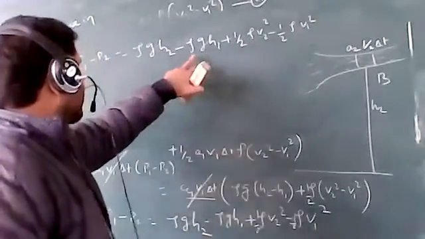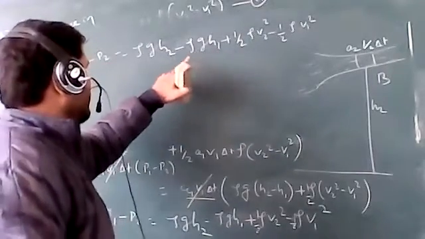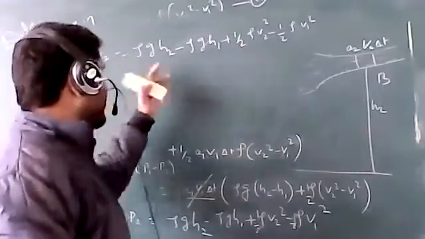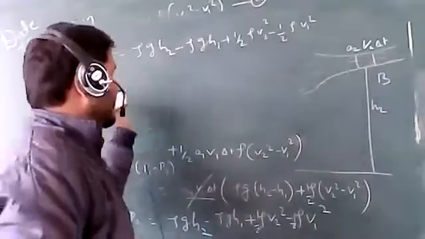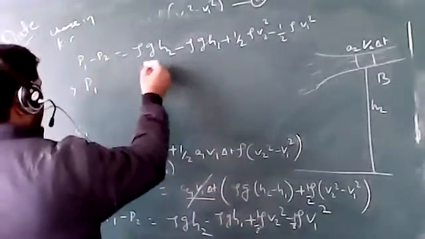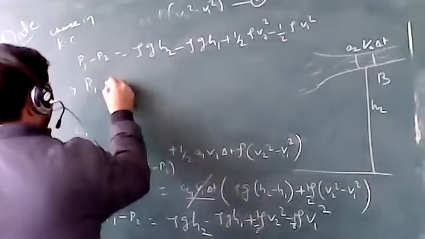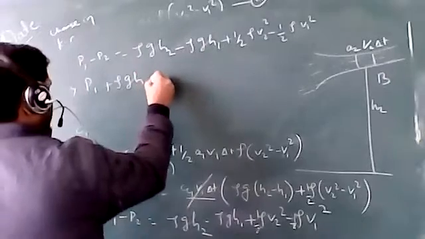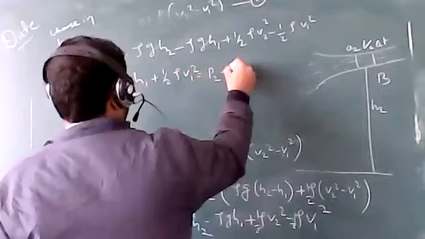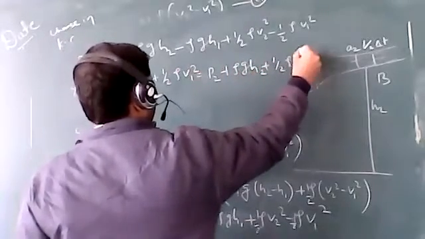So you just take the negative terms to one side. That means rho GH1 is a negative term, so you take it to the left side, and this is also a negative term, so you take it to the left side so that it will be positive. P1 is also a negative term, so you take it to the right side so that it will be positive. So what will happen? Rho GH1 plus half into rho V1 square equal to P2 plus rho GH2 plus half rho V2 square.